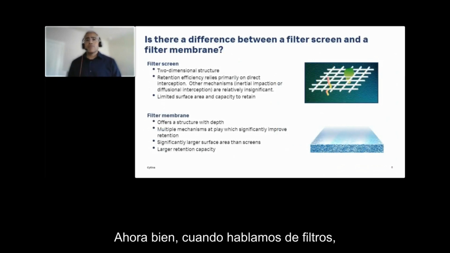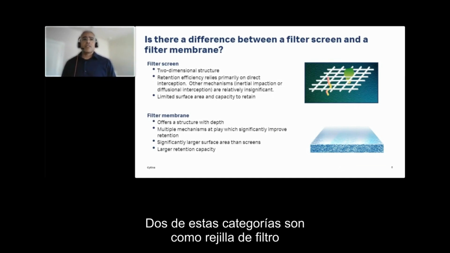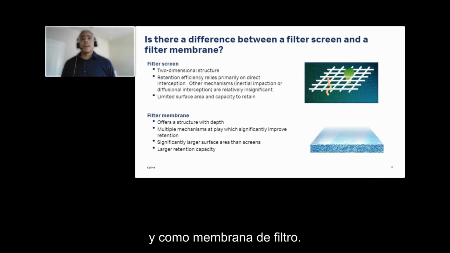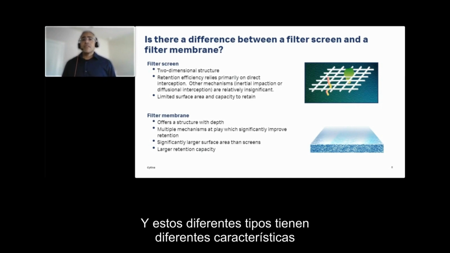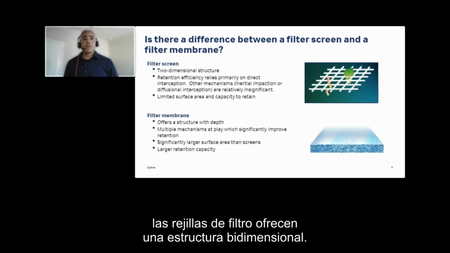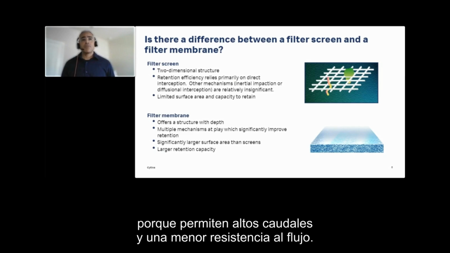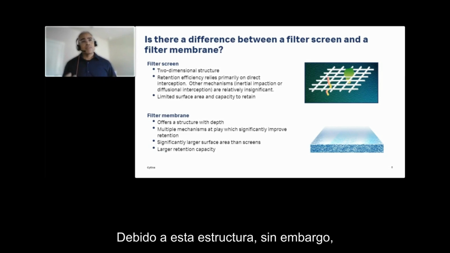Now, when we talk about filters, they can be segregated into different types of categories. Two such categories are as a filter screen and as a filter membrane. And these different types have different characteristics that impact the performance in each application. For example, filter screens offer a two-dimensional structure. These types provide certain advantages in that they allow for high flow rates and lower flow resistance. And due to this structure, however, their filtration efficiency is limited.